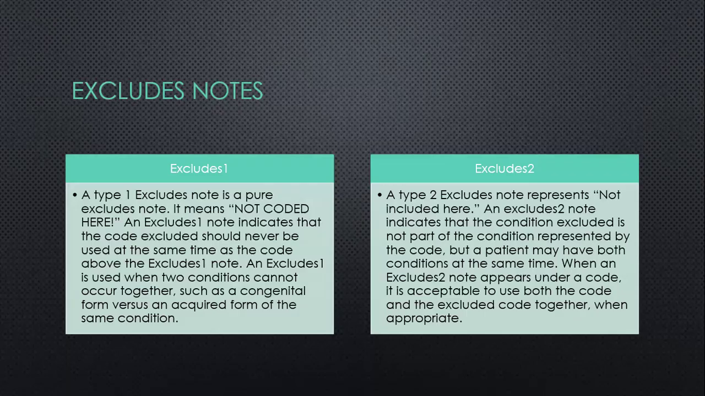Okay. For an Excludes2, that just means "not included here." It means that if both conditions occur at the same time, then it is acceptable to use both codes, but only when appropriate. We as coders cannot make that assumption. That means your provider needs to be documenting appropriately to tell you that both conditions occur together.